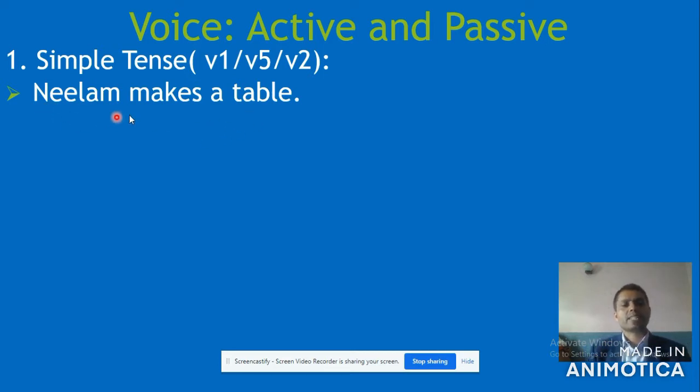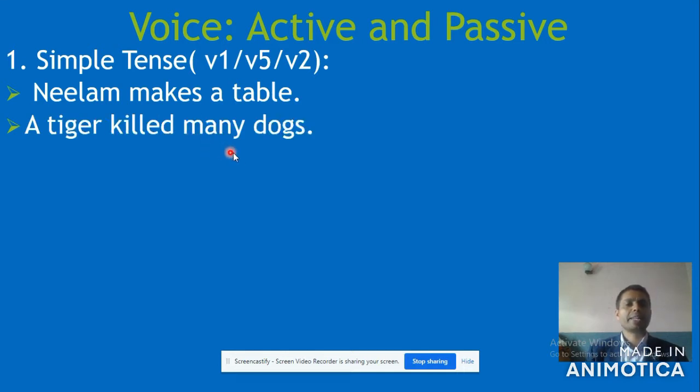So Nilam is the subject, makes is the verb, and a table is the object. The next example sentence is: A tiger killed many dogs. Look here. Subject, a tiger; killed, this is verb two from this structure; and many dogs, the object. Remember, when you see example sentences, you have to compare them with the structure given here.